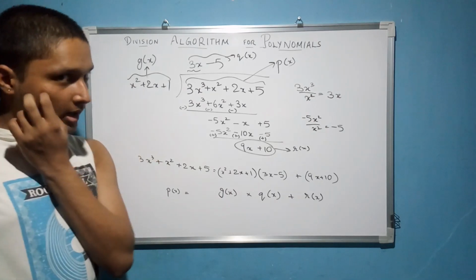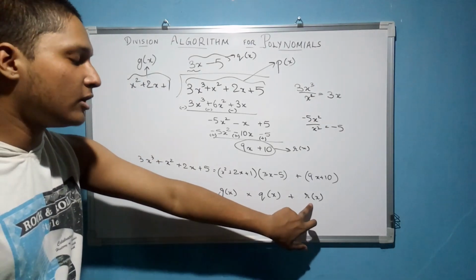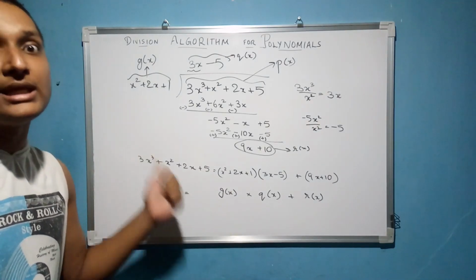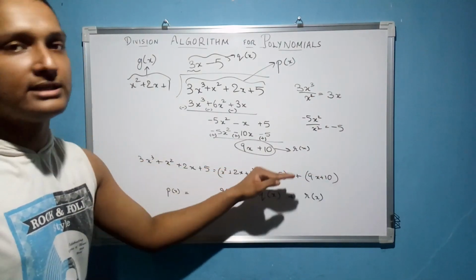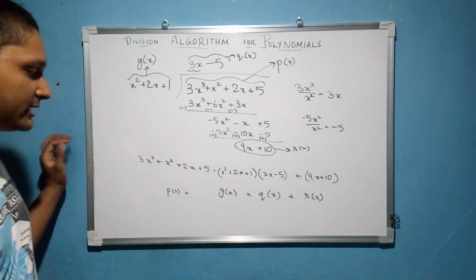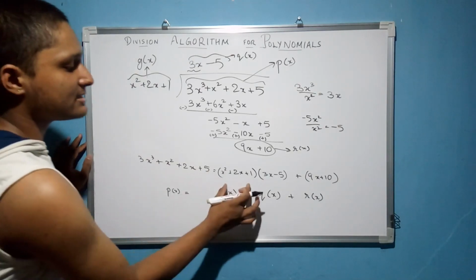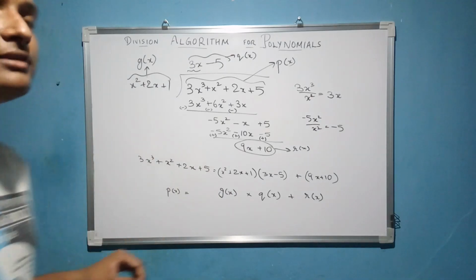The condition about getting r of x was that the degree of r of x should always be less than that of g of x. It cannot be equal to that of g of x, because when you divide this, you are going to get only the remainder part. That's what it means. So this was the condition. I have just given the example. This is p of x and g of x. You are going to find q of x and r of x by using the long division method.